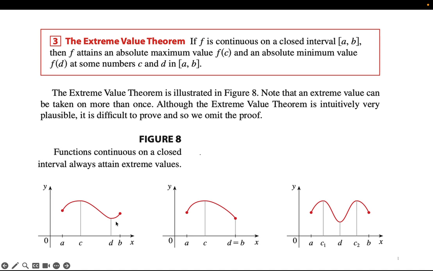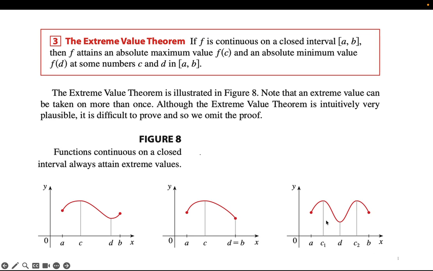So for example, here it is, right? Here we have a closed interval, continuous. So this is the absolute maximum, this is the absolute minimum, guaranteed to have it. Here's another one, closed interval. This is the absolute maximum. Notice that the absolute minimum is actually at the endpoint here. This is the absolute minimum.